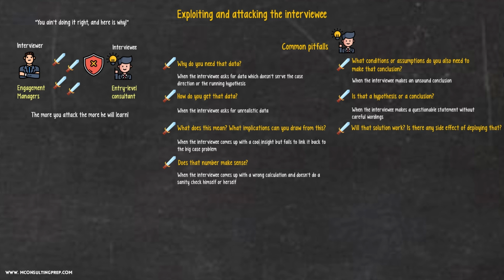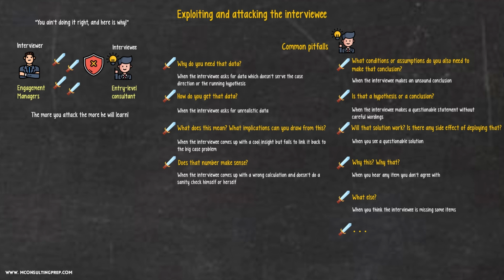Will that solution work? Is there any side effect of deploying that? When you see a questionable solution. Why this? Why that? When you hear any item you don't agree with. What else? When you think the interviewee is missing some items, and so on. There are many, many more depending on the specific context. If you do this right, you don't even have to pause the case to give feedback, and in the end, do an overall evaluation similar to the candidate-led one.